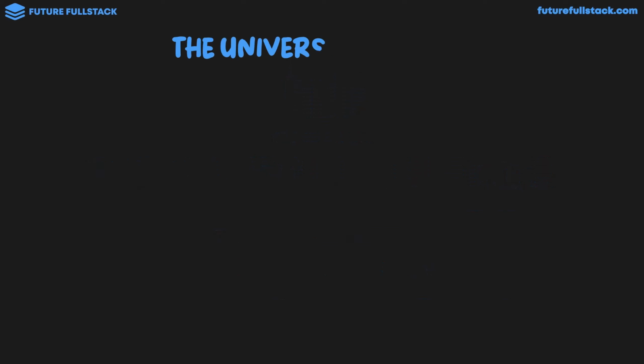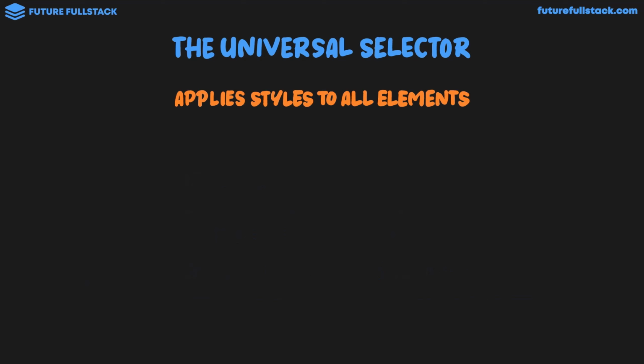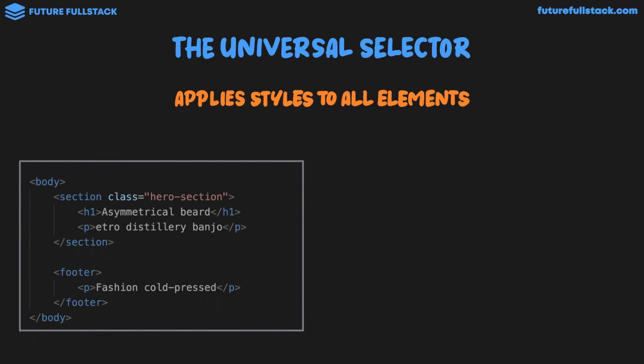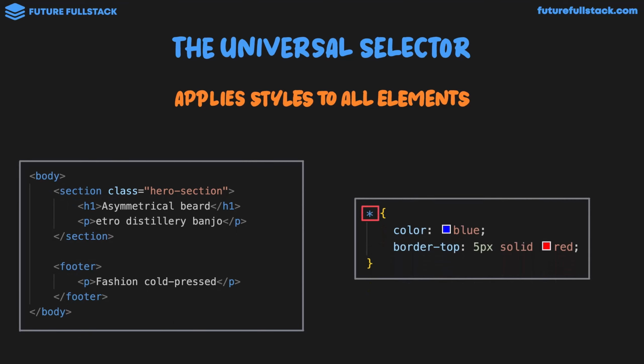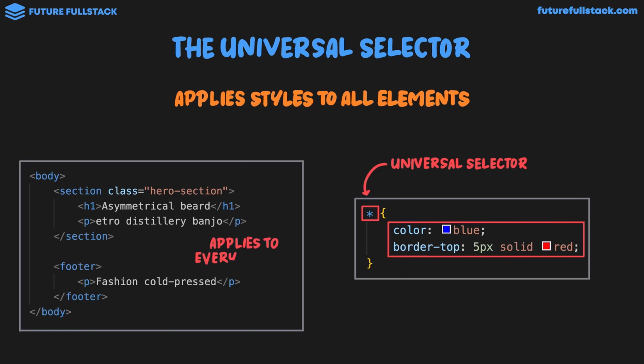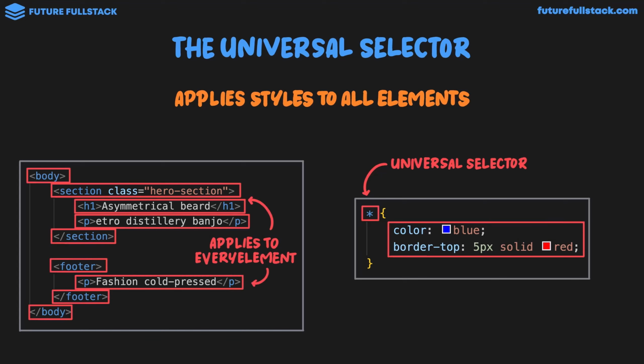So what is the Universal Selector? The Universal Selector applies styles to all elements. Let's take a look at this snippet of HTML. It contains a section and footer. In our CSS, I'm going to apply this style rule. The selector you see here is the Universal Selector. It's an asterisk symbol. The styles inside the declaration block applies to every single element. And when I say every element, I mean every element. Even structural elements like bodies, sections, and footers, as well as, of course, regular content elements like headings and paragraphs.